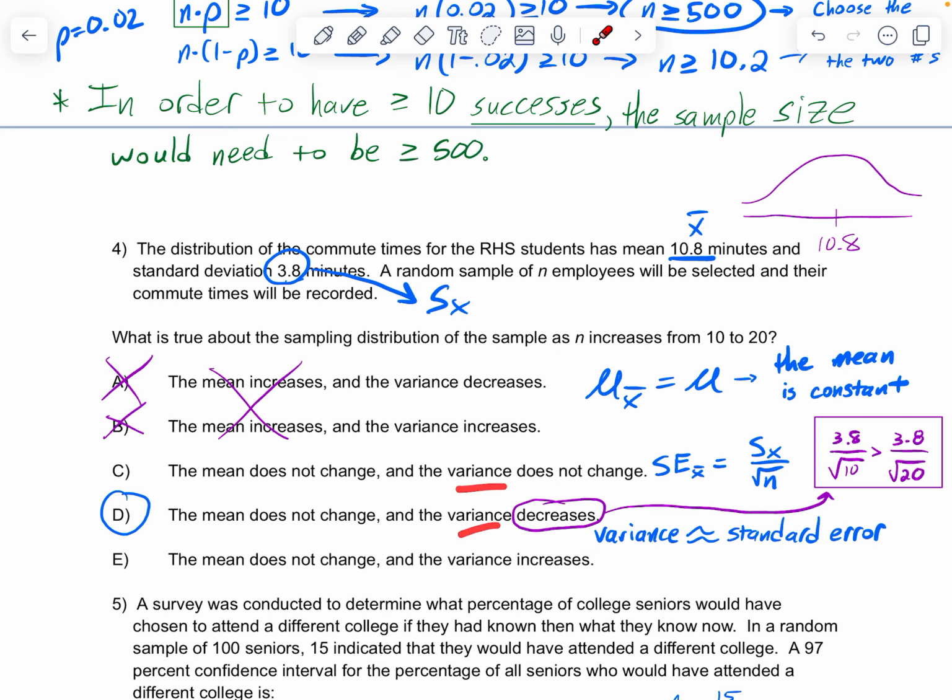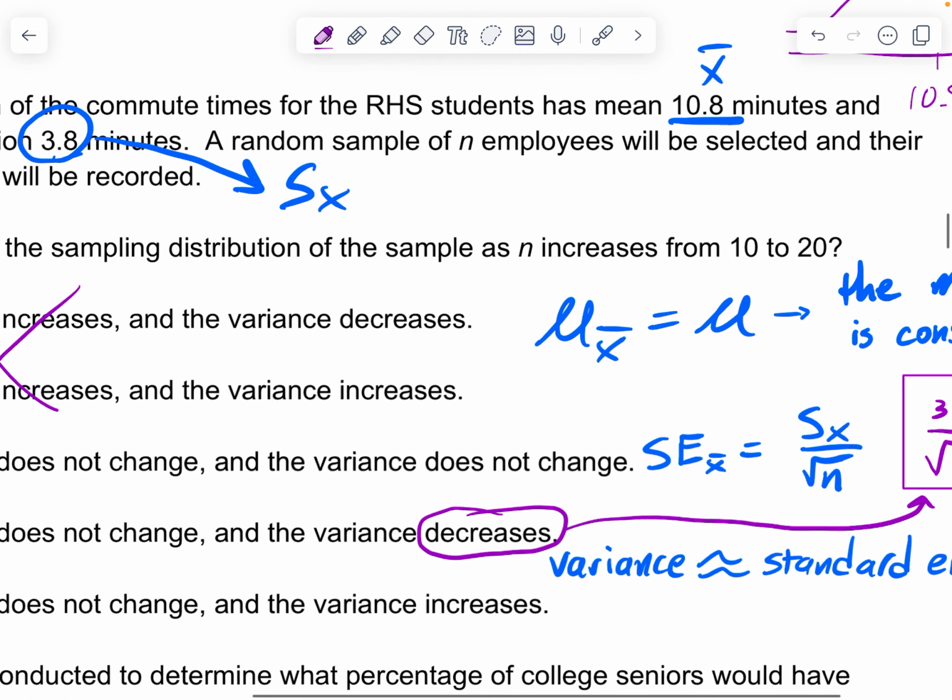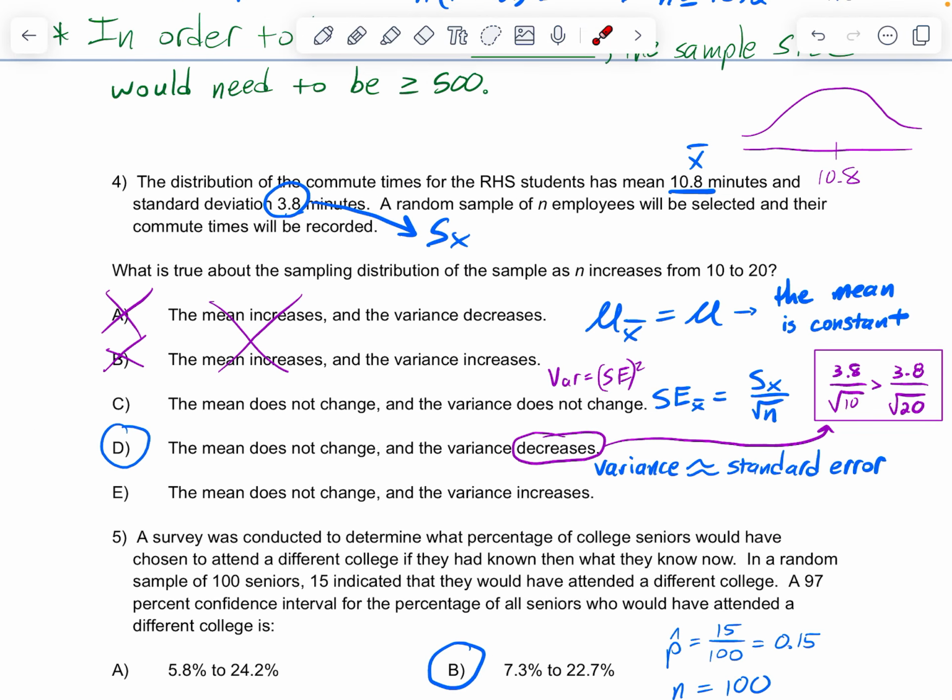And then it's looking at variance. And you might be like, variance? We don't talk about variance. Variance is, remember this, variance equals standard error squared, or standard deviation squared. So I can find the standard error using this formula. This is on your cheat sheet because we're doing the X bar side, the sample means side. I know S of X is 3.8, right? And then I know the sample size is going to go from 10 to 20, and then I compare these.